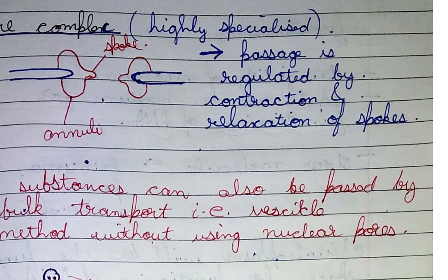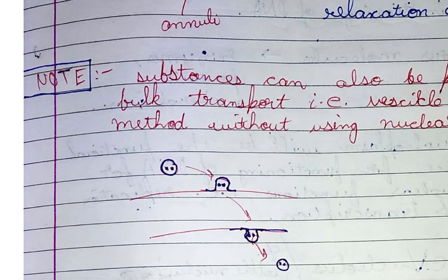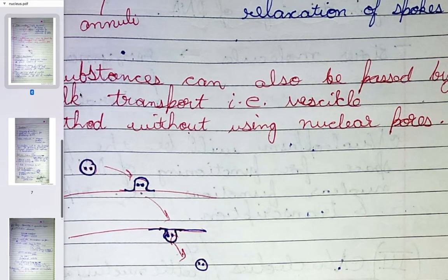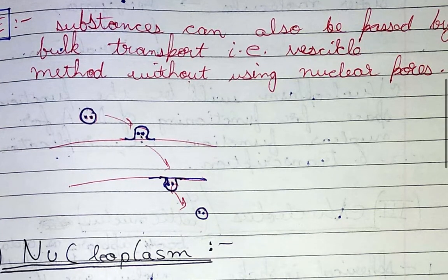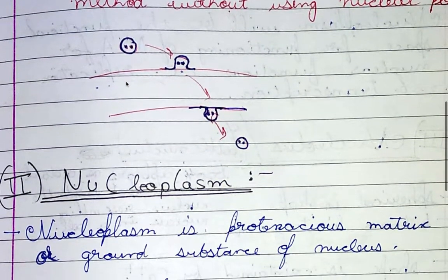It has a nucleus called structures which have spokes, regulated by contraction or relaxation of spokes. As the spokes contract or relax, so does the method of transportation across it depends. Now, substances can also be passed through bulk transport, that is the cycle method, without using nuclear force. Simply vesicles come here, attach to the outer membrane, detach from the inner membrane and go inside the nucleus.